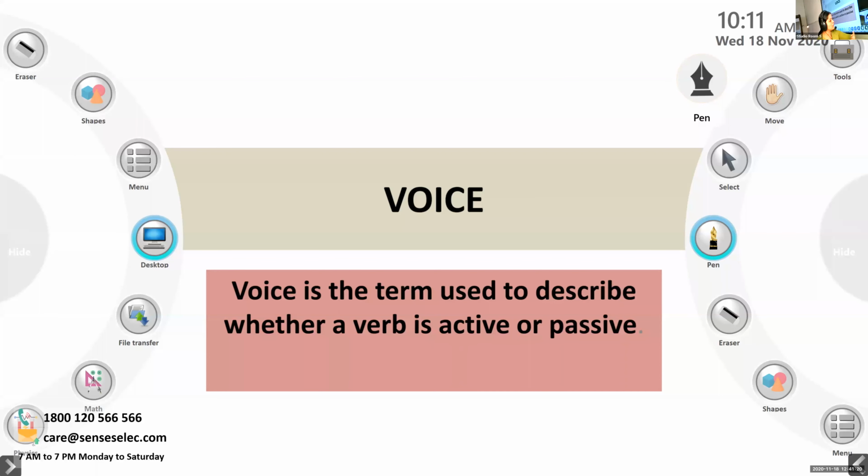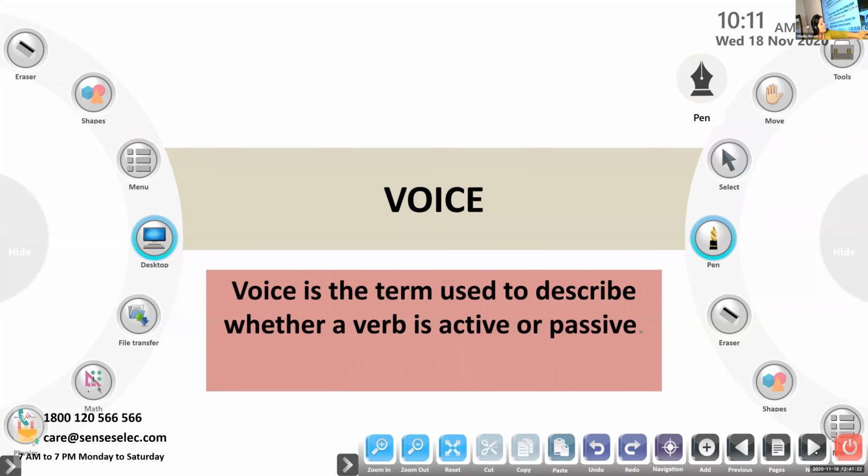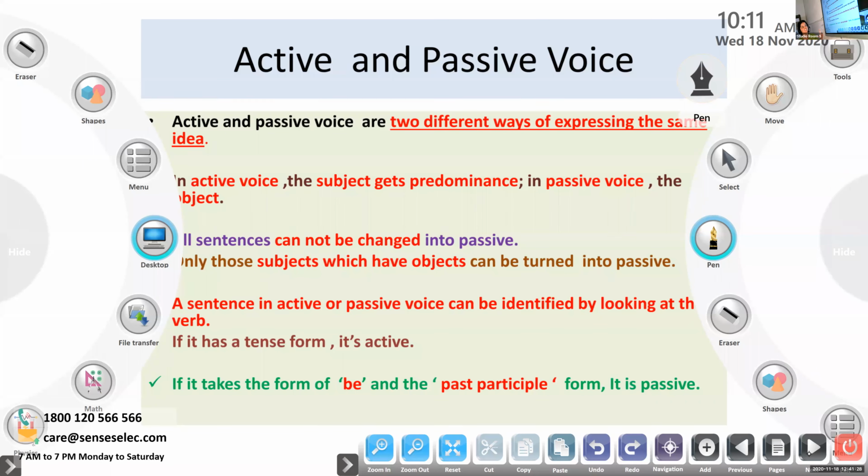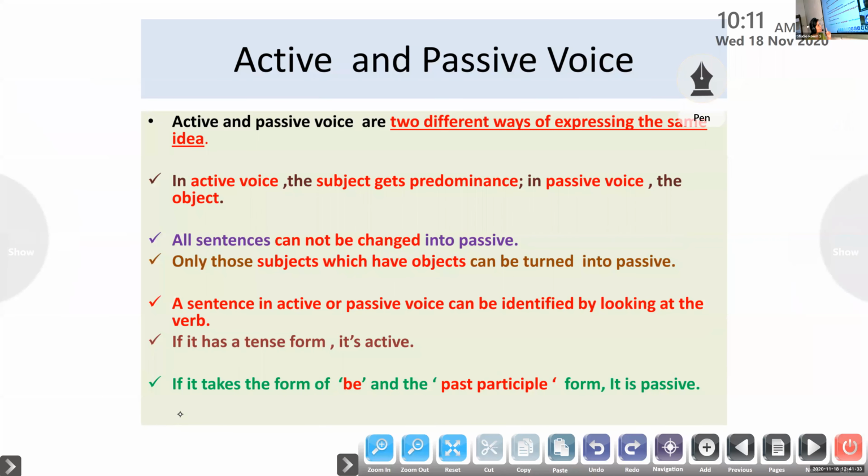I have a few points here to revise again the points which we discussed in the previous session. See, active and passive voice are the 2 different ways of expressing the same idea without changing the meaning, right? In active voice, the subject is very important, and in passive voice, the object is important. And all sentences cannot be changed into passive, right? We can change only the sentences with object into passive voice, right? Yes, ma'am.